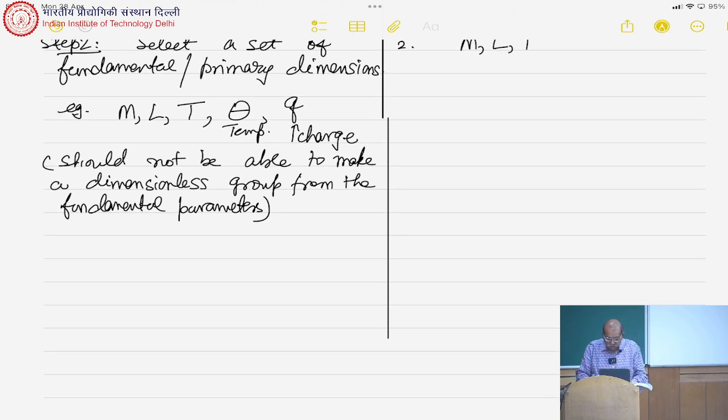And this is sort of obvious also. The fundamental parameters are chosen so that they are independent. So you choose something like mass, length and time, etc.